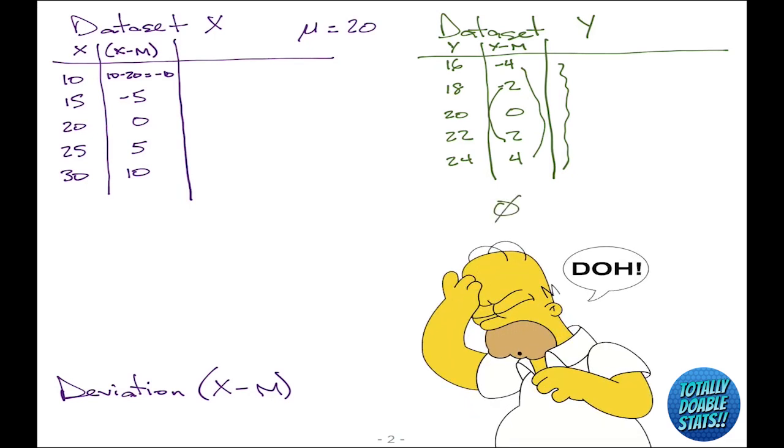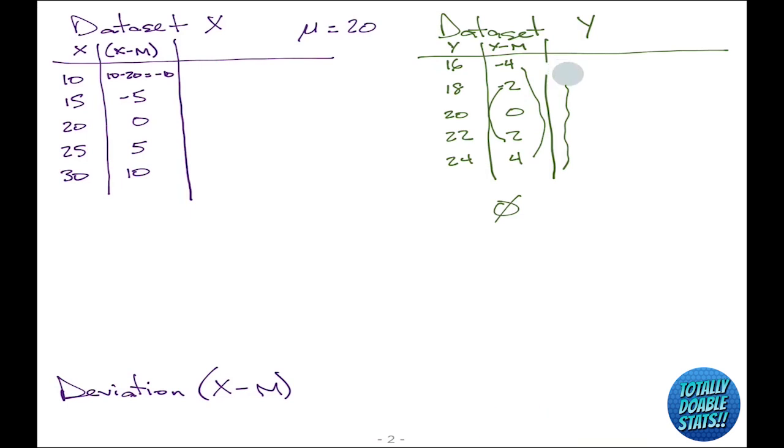I can't really do anything with an average if I have a 0, so I have to figure out some way to get rid of that 0, some way to get rid of those negative numbers. And in math, there are really two ways to go about doing that. One of them will be to take the absolute value of each of those, but what we're actually going to do is square them all. So we're going to create a new column, and we're going to square each of those deviations.